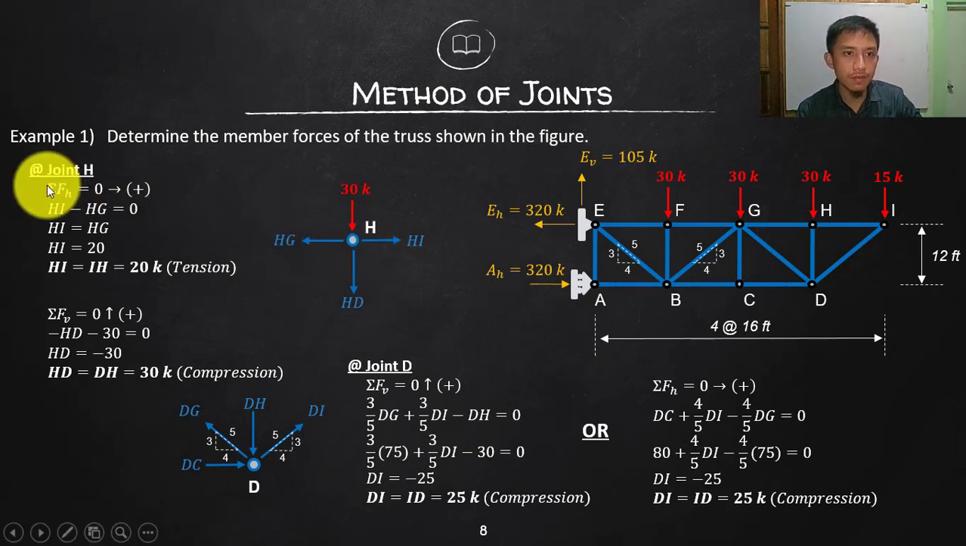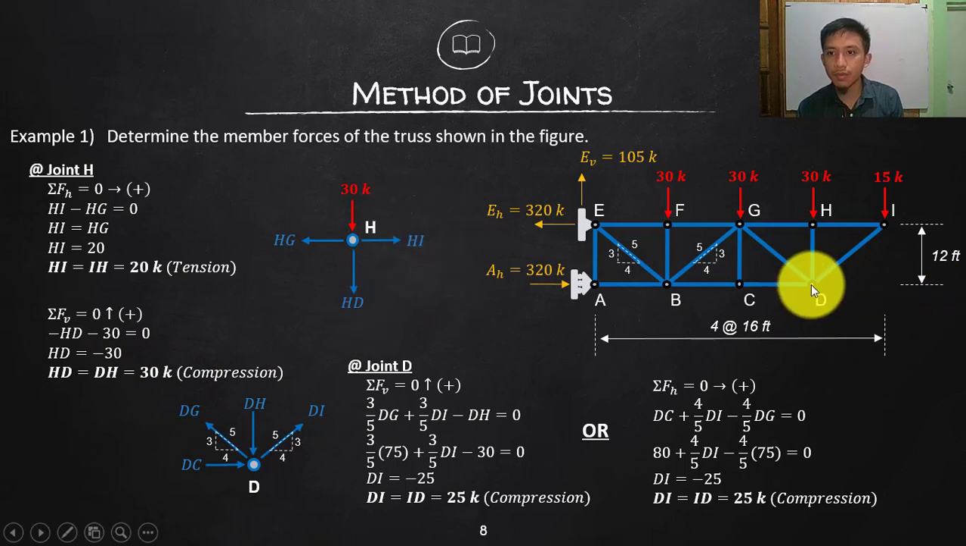Summation horizontal, HI is equal to HG, so it will go positive. So they are equal, so whatever HG is, which is positive 20, that is the same as HI. So tension, since HG is tension. Summation vertical, all are going down, so negative, negative, so HD will go positive, so HD is negative 30. So it means my assumption initially, tension, will become compression. HD, I'm sorry, here. So HD, which is now assumed to be tension, will now be compression. So HD, DH is equal to 30 compression.